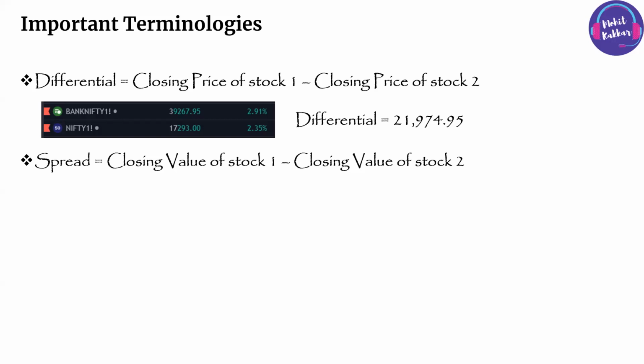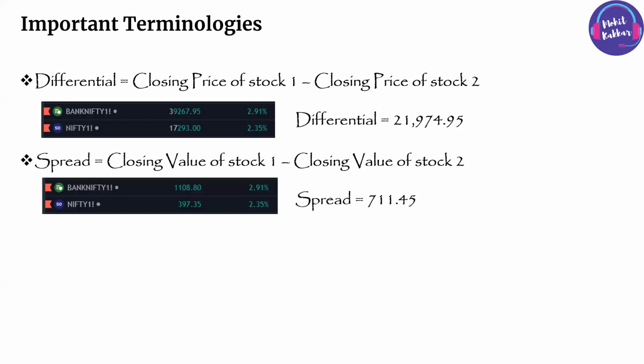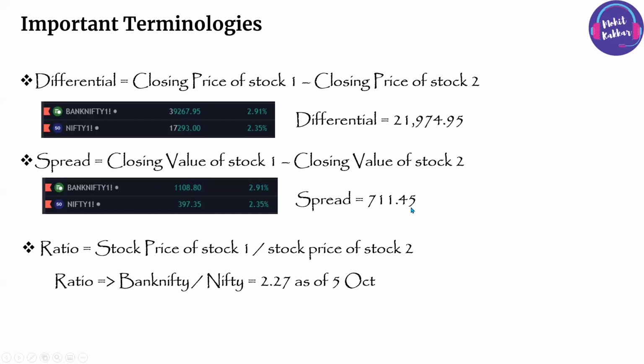Then there is something called a spread. And this is not the option spread, okay, the vertical spread or debit or credit spread. This is the spread in terms of pairs. So the closing value of stock 1 minus the closing value of stock 2. So Bank Nifty up 1,000 points, Nifty up 400 something points. The spread is the difference of the two, 711 points. Okay, as simple as that.